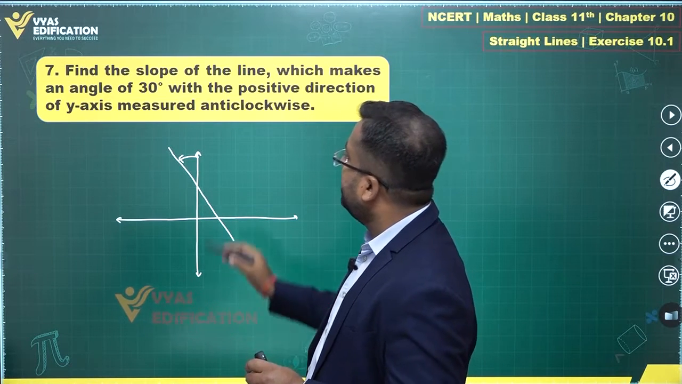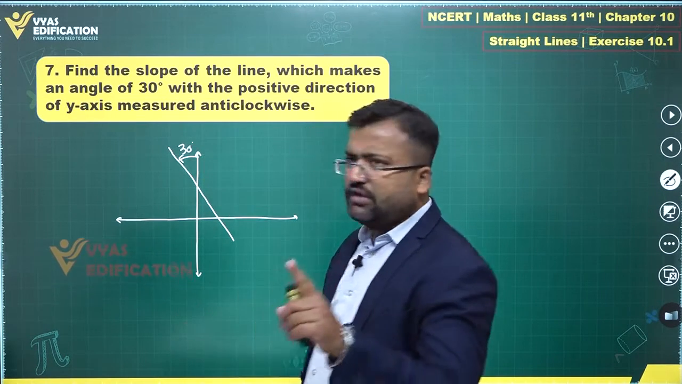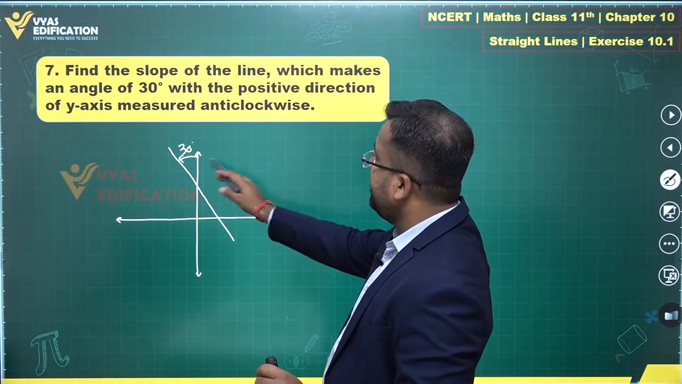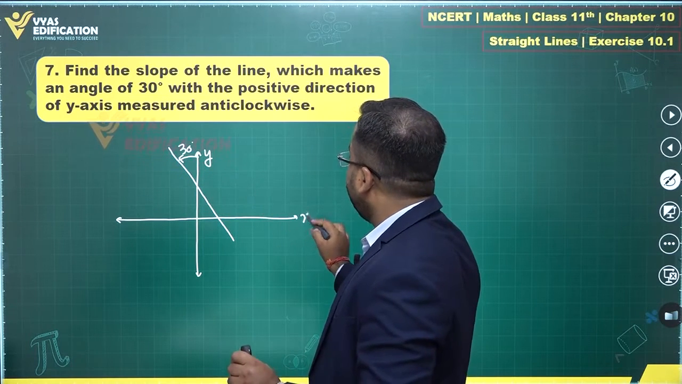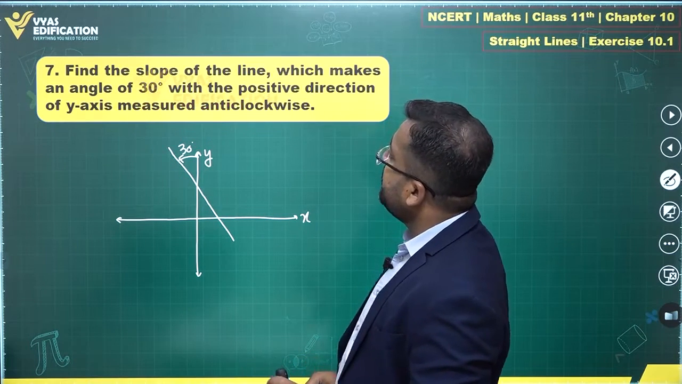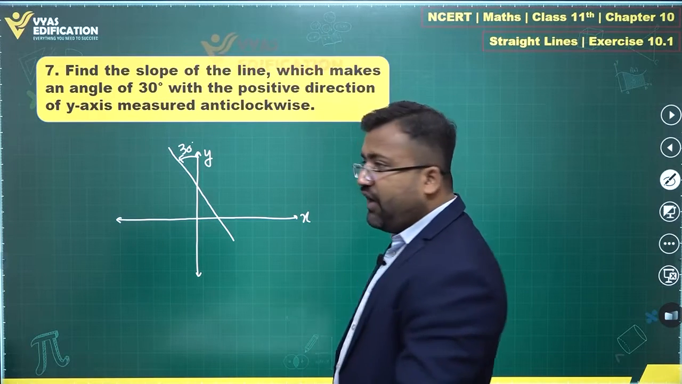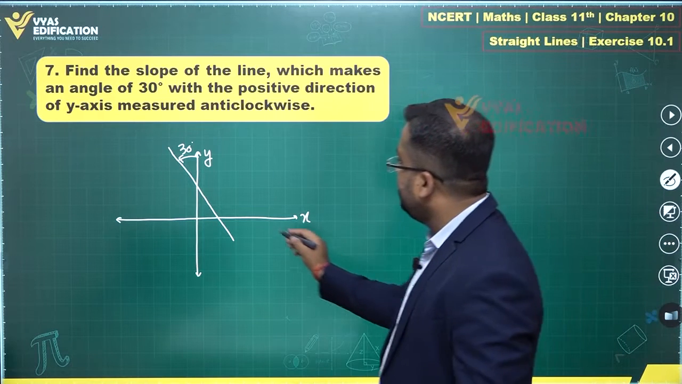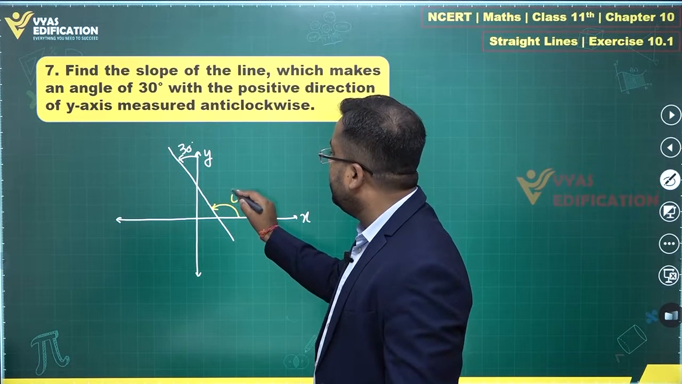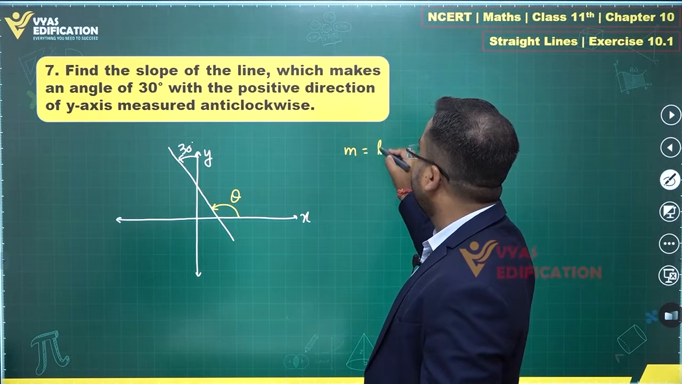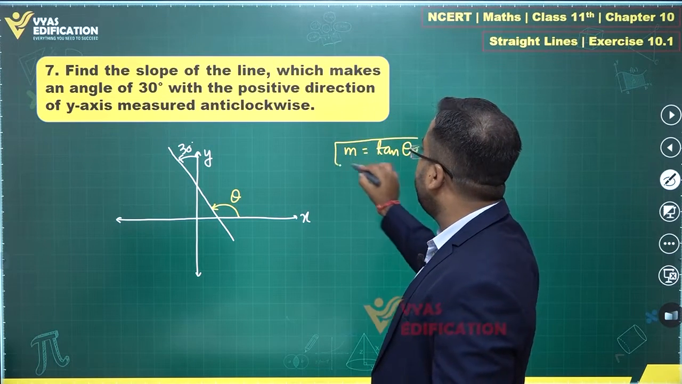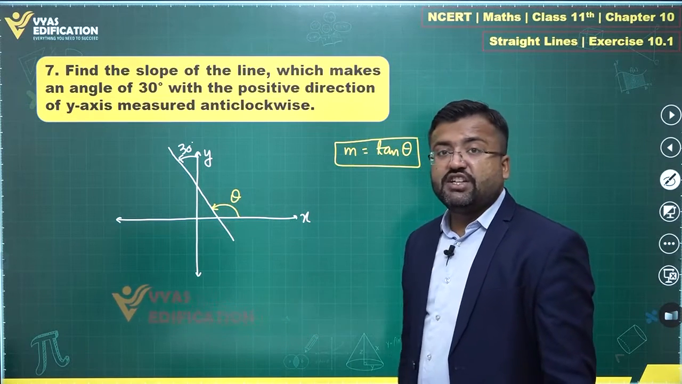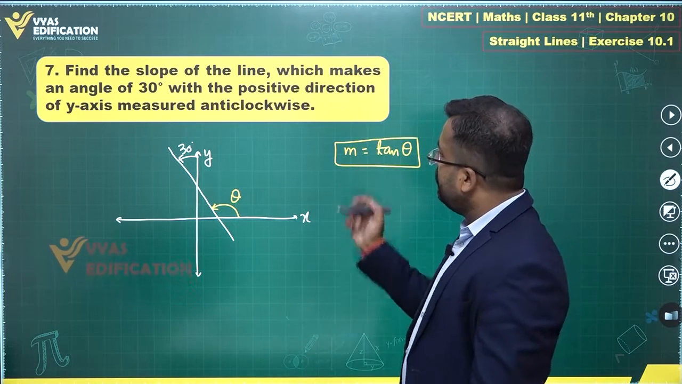So this is what you have: this particular angle is 30 degrees. That's what the person has said. This is y, this is x, and we are supposed to find the slope. Now for the slope, the angle that you need is this particular angle. If this is theta, then slope is equal to tan theta. With respect to the positive x-axis, the angle measured anti-clockwise is theta, then the slope becomes tan theta.